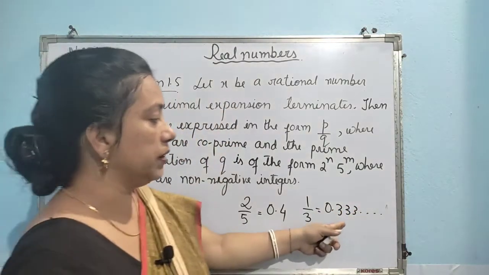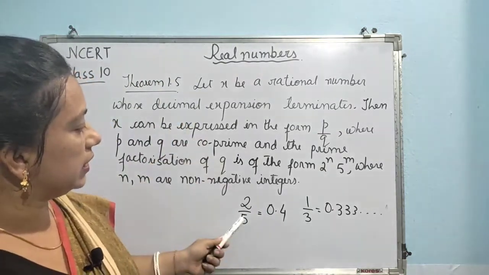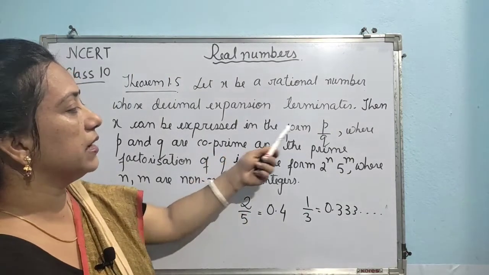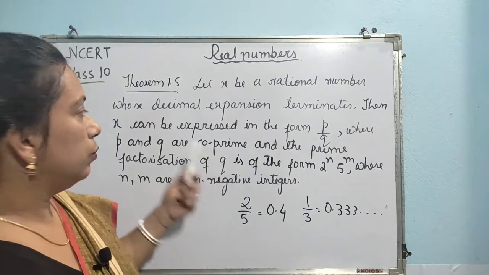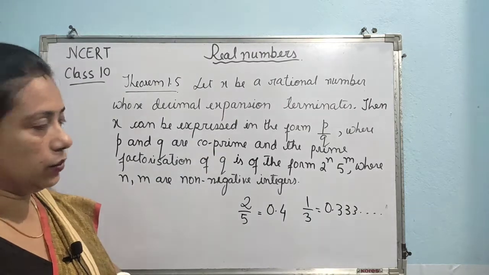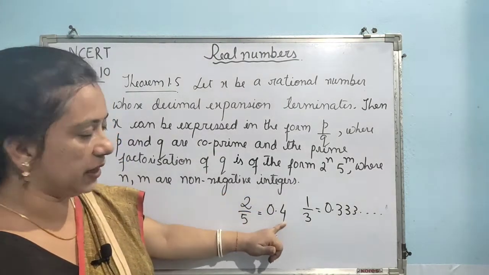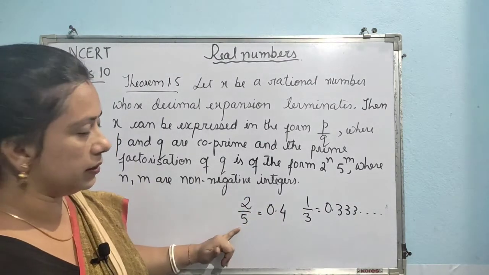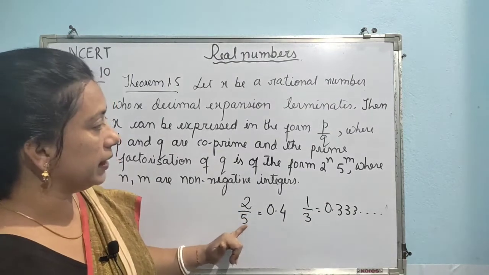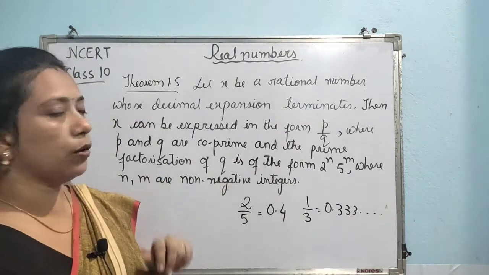It is 0.333 and it goes on, isn't it? It is not terminating. So what they are telling is that if the decimal expansion of a rational number terminates, then it can be expressed in the form p by q, where p and q are coprime, and the denominator q can be expressed in the form 2 to the power of n, 5 to the power of m, where m and n are non-negative integers.